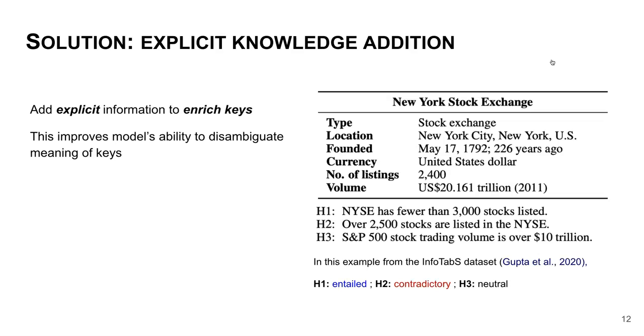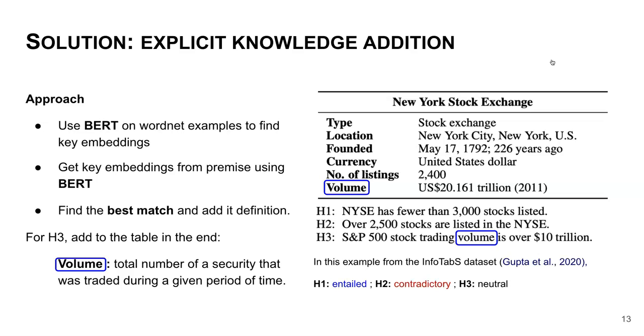So to handle this problem, we explicitly give the model information about the keys and basically enrich these keys. This also helps in disambiguating the meaning of the keys. The idea is we take multiple definitions of the key from WordNet and Wikipedia. We take the premise sentence and then try to get the best key definition which is relevant to the premise sentence. Here we took the capital or financial definition of the key as our main definition used to enrich the information and add it to the premise table as shown in the slide.